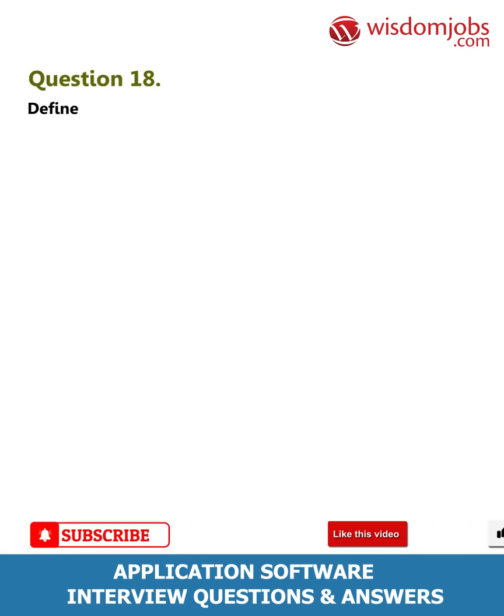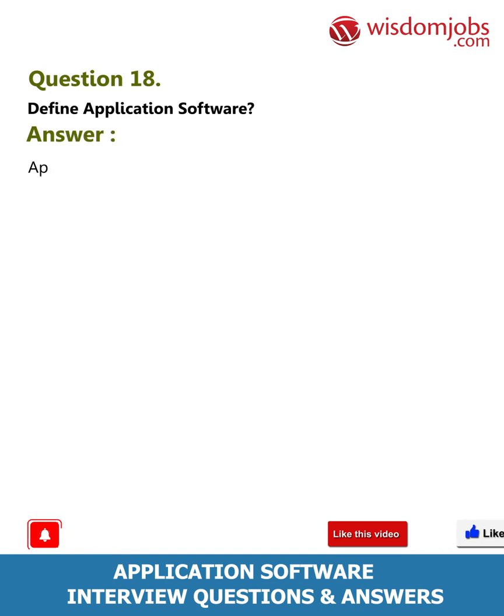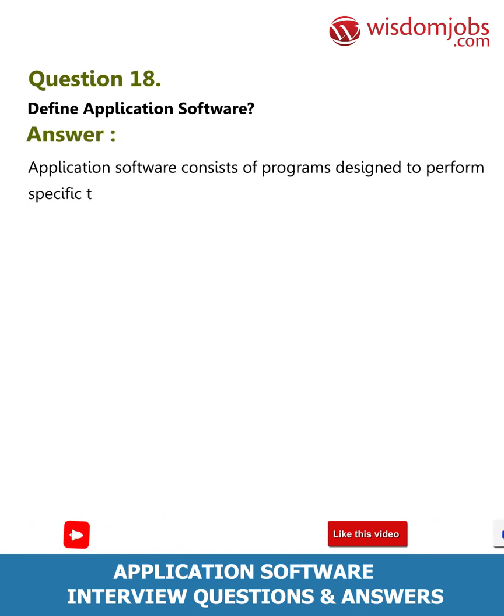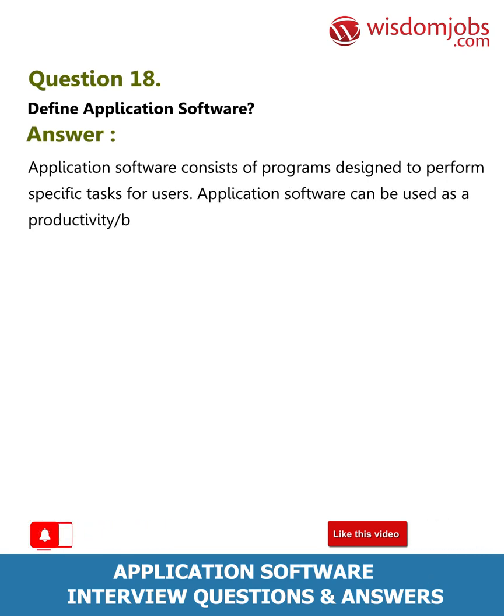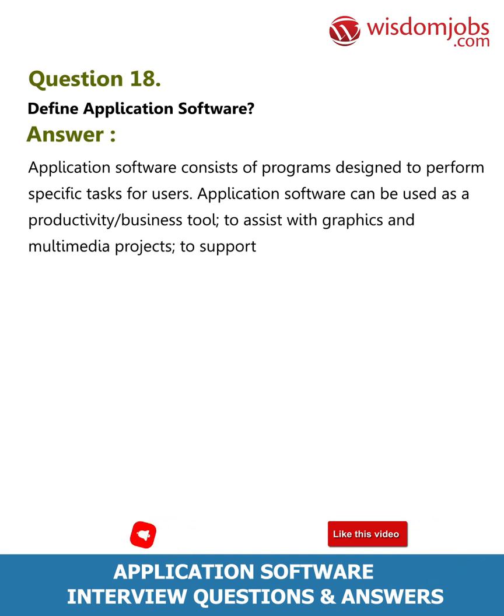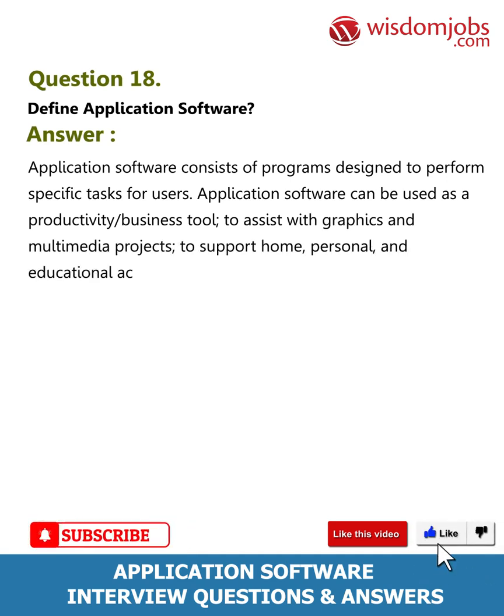Question 18. Define application software. Answer. Application software consists of programs designed to perform specific tasks for users. Application software can be used as a productivity/business tool, to assist with graphics and multimedia projects, to support home, personal, and educational activities, and to facilitate communications.